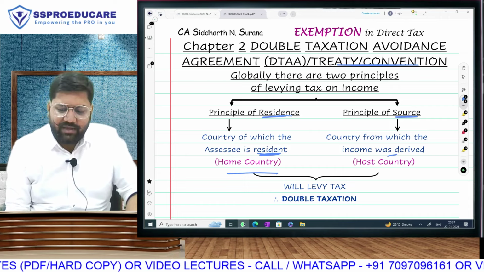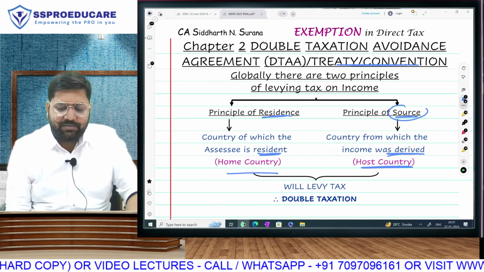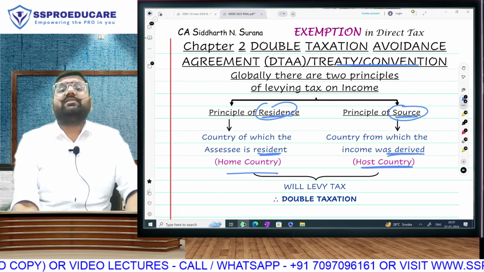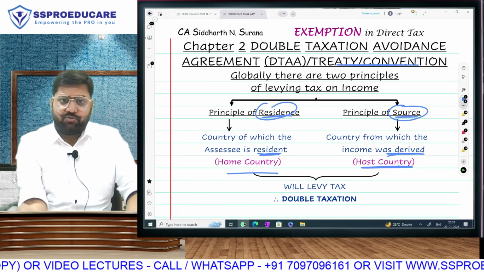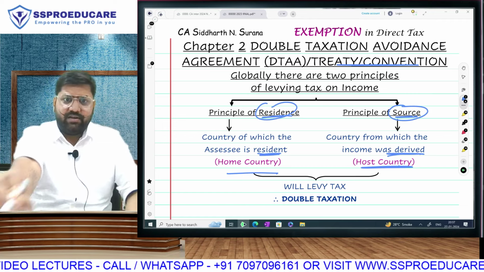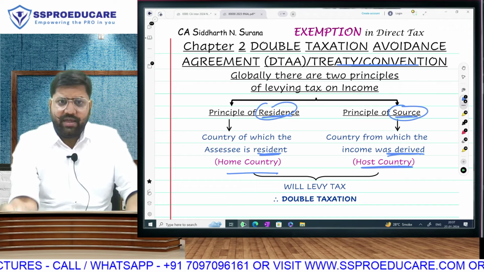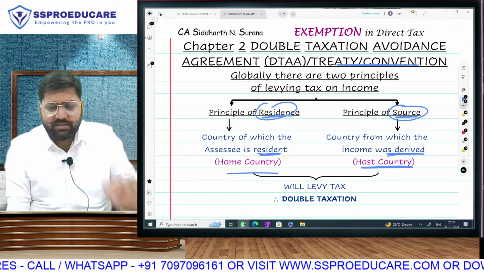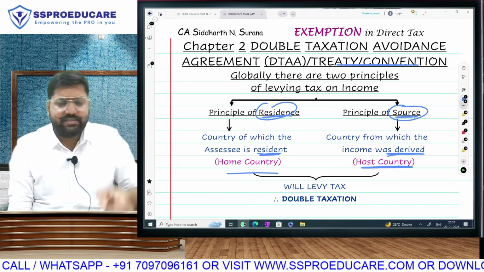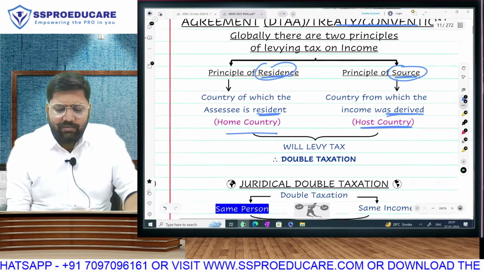And if you are deriving income from a particular country, that country will be called your host country and will apply the principle of source. The country of residence will tax you on your world income, and the country of source will tax you on that country's income. Resultingly, if a person is resident in one country and has income in another country, then that person will have to pay tax in both countries. The home country will apply the principle of residence. The host country will apply the principle of source, and this will result in double taxation.